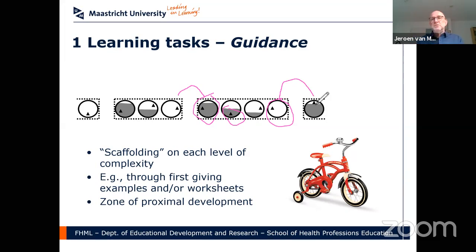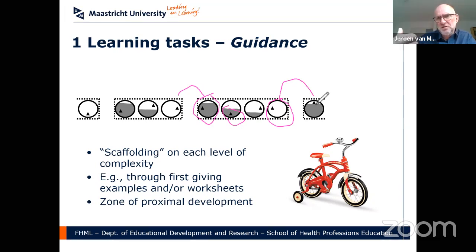Again, this is not a new idea. In many learning theories, we find comparable principles. Some of you might have heard of the zone of proximal development, a term that was coined by Lev Vygotsky. And Vygotsky asked himself the question, when do students learn most? And his answer was, students learn most when they perform tasks that are actually a bit too difficult for them.